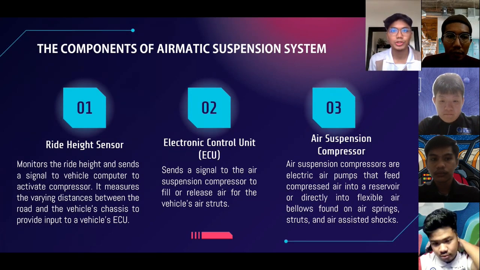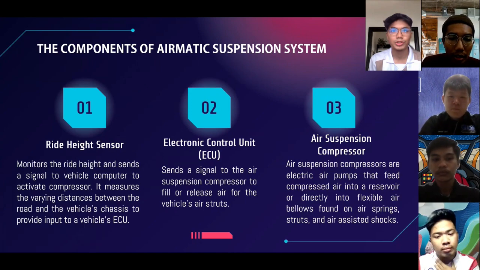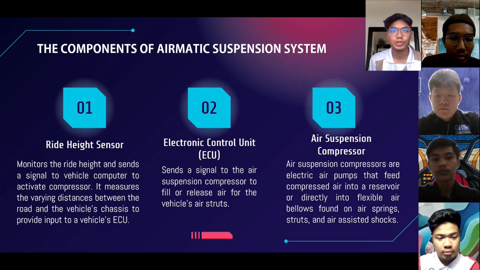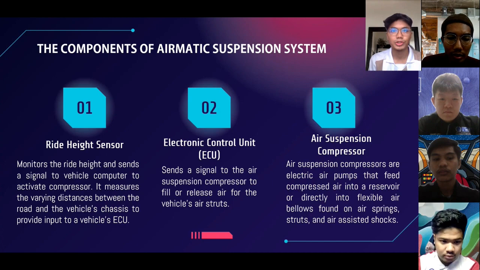So there are 5 components of the hermetic suspension system. First, ride height sensor. The ride height sensor monitors the ride height and sends a signal to the vehicle computer to activate the compressor. It measures the varying distance between the road and the vehicle's chassis to provide input to the vehicle's ECU. Second, electronic control unit, which is the ECU.